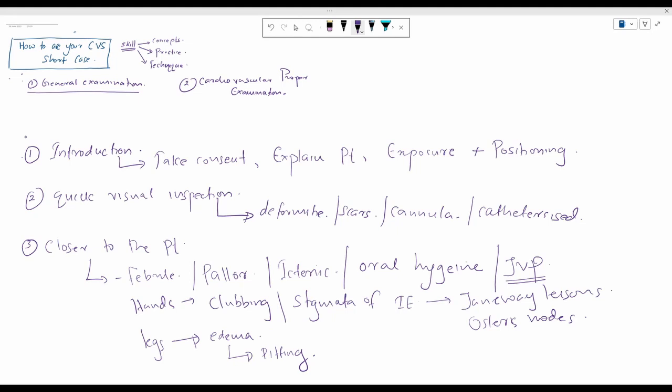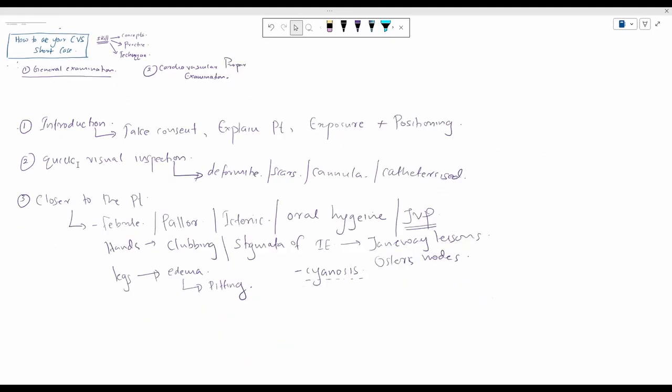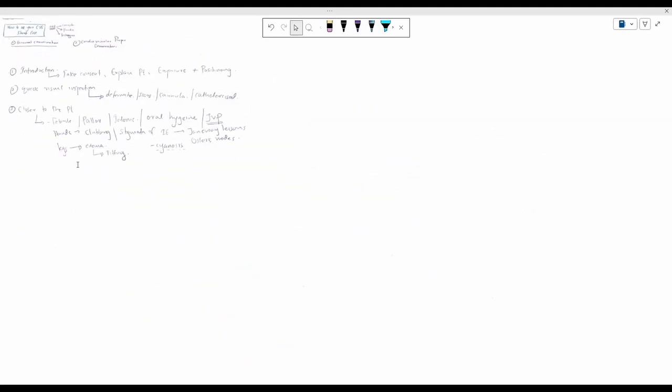And one thing which I did forget is to check for cyanosis, because the patient can have congenital heart diseases, right? So you need to check. Next, what else do we have? Next, you have to go to the pulse.